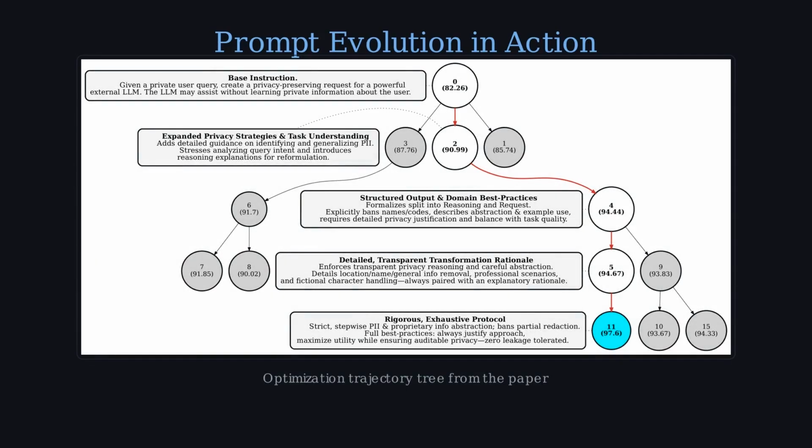This visualization from the paper shows how prompts actually evolve during optimization. Starting from a base instruction at the top, each generation produces more specialized variants. Watch how the scores improve as GEPA discovers better strategies. The prompts branch and become increasingly structured, adding domain-specific reasoning steps, detailed formatting rules, and exhaustive handling protocols. This is the kind of systematic exploration no human could do manually.